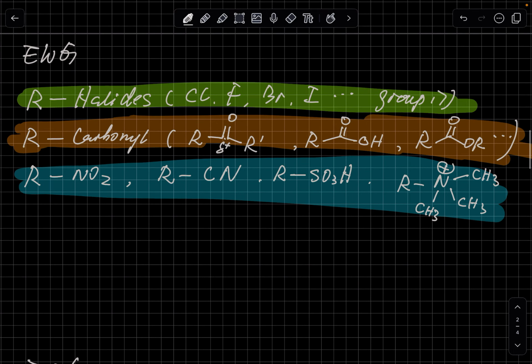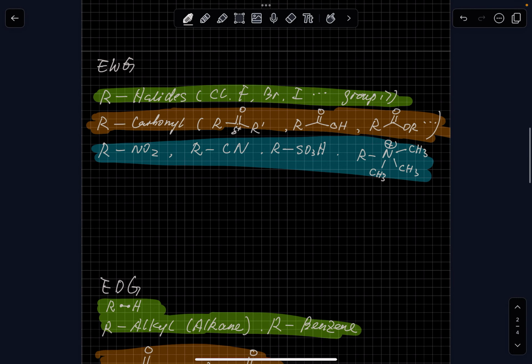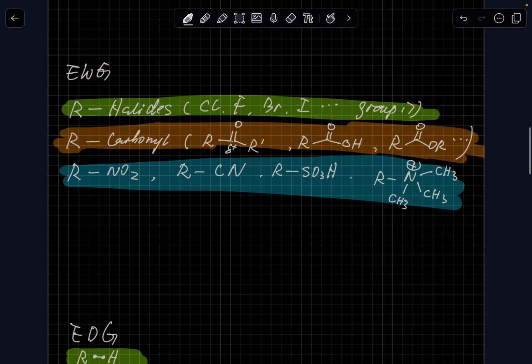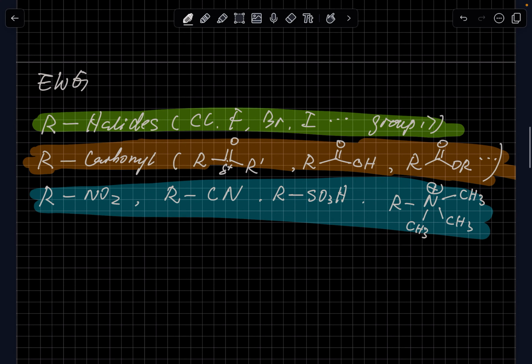Okay, so I'm going to first list some common electron withdrawing groups and electron donating groups. And then I will tell you a trick to quickly differentiate which one is an electron withdrawing group and which one is an electron donating group, okay? Maybe a trick that you've never heard of. Okay, so first, I listed 3 tiers.